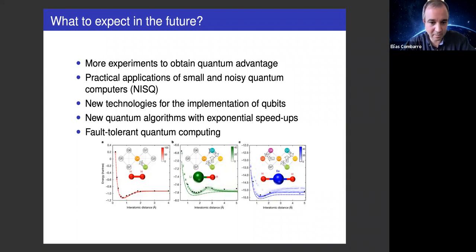Here, for instance, I'm showing a picture of an application of these noisy quantum computers to chemistry simulation. This is from 2016, but there are many developments in this area in order to obtain practical applications of the devices that we have now.